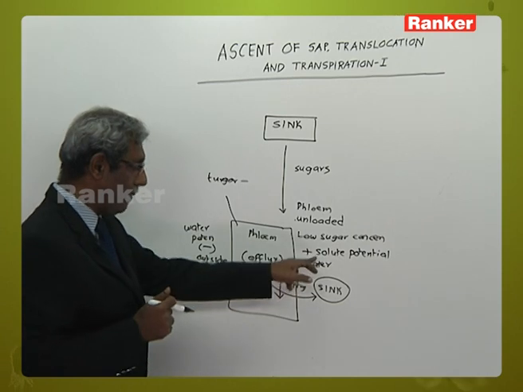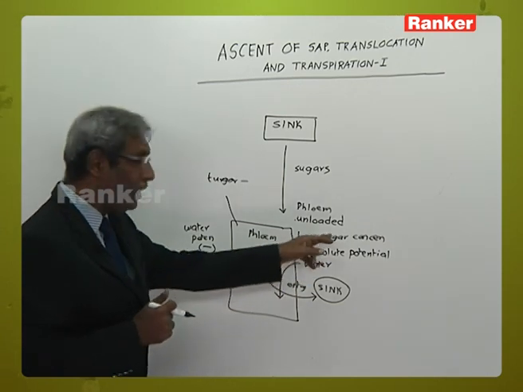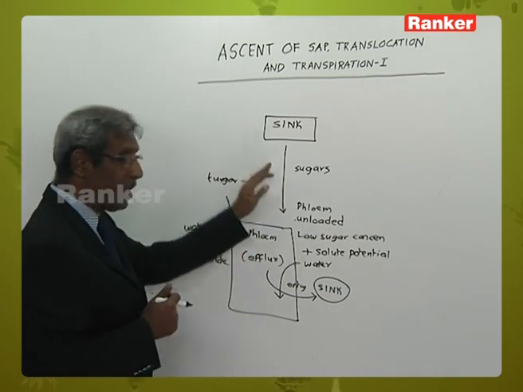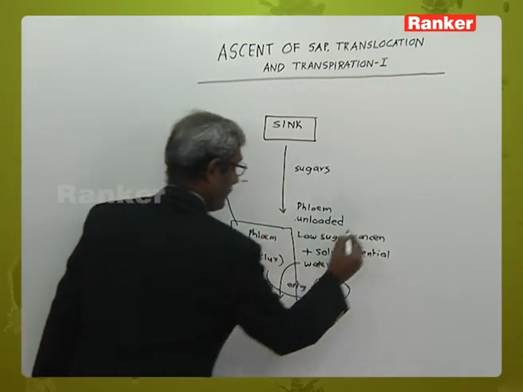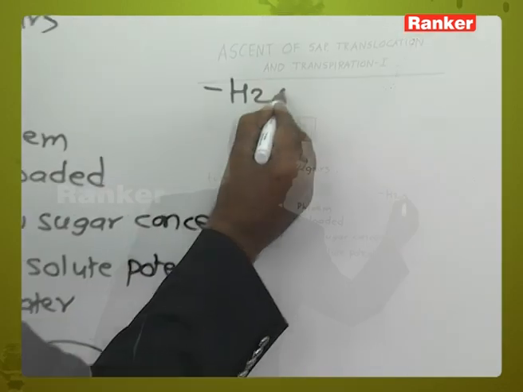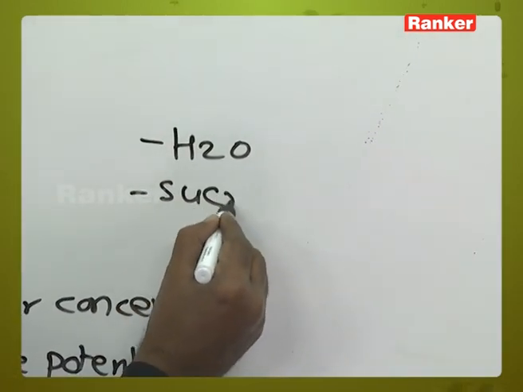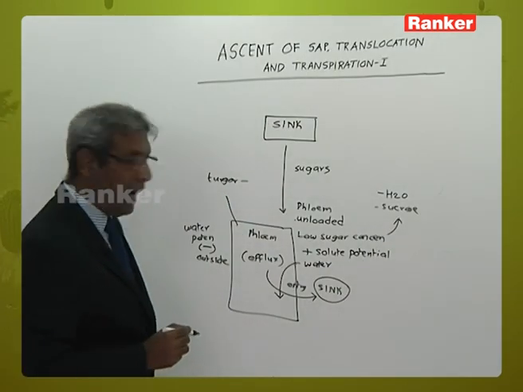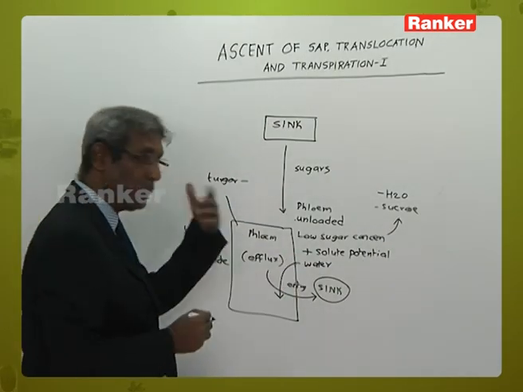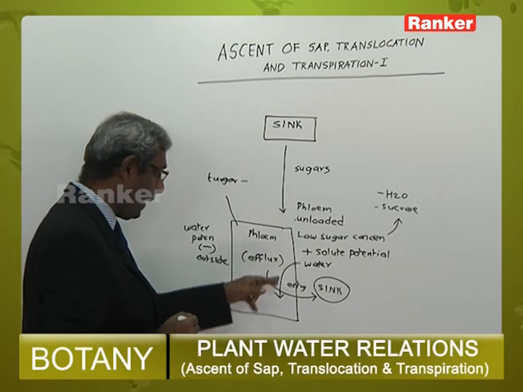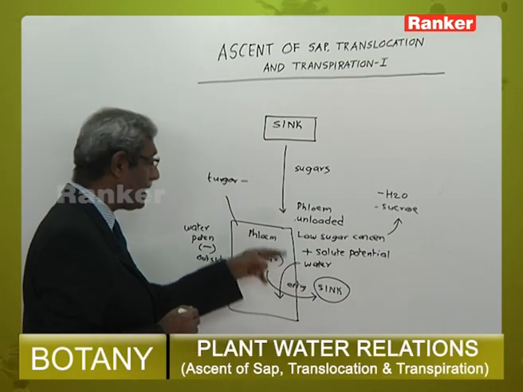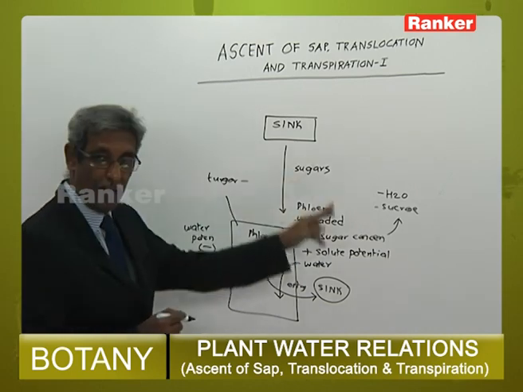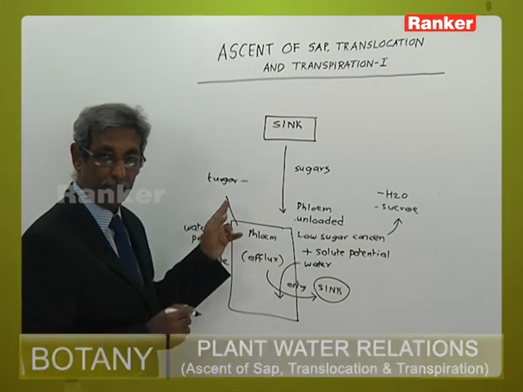So, we have primarily the unloading of the sucrose. Again there is osmotic loss of water, minus H2O, minus sucrose occurs here, and the hydrostatic pressure is released. Thereby the xylem recycles the water from the source to the sink. There is a movement of water.